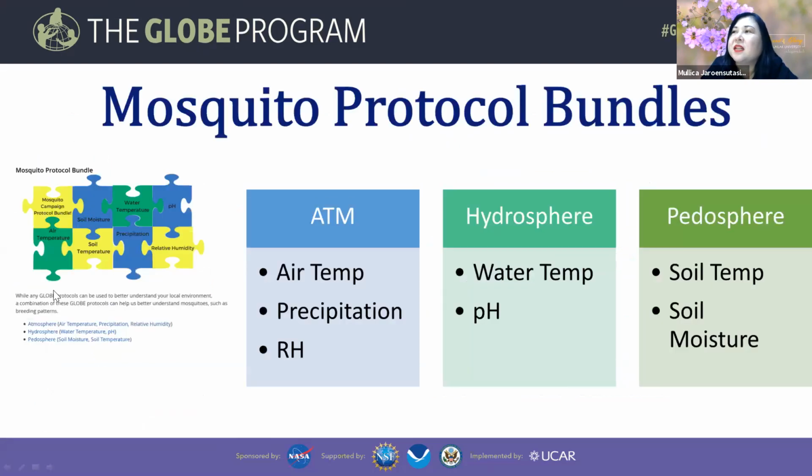And that particular section of the Globe website also shows mosquito protocol bundles, showing how you and your students can, besides doing the Globe Mosquito Habitat Mapper, do for the atmosphere air temperature, precipitation, and relative humidity, along with the mosquito larvae that you collected. You could also do hydrosphere, like setting some questions on water temperature or water pH. We could do pedosphere on soil temperature and soil moisture.